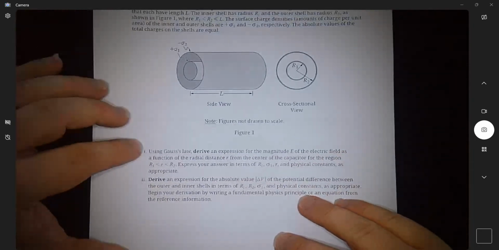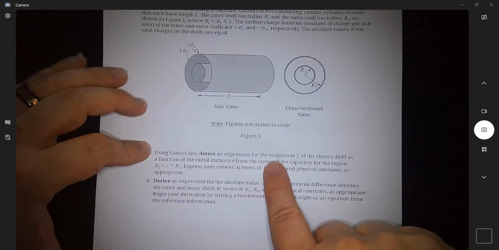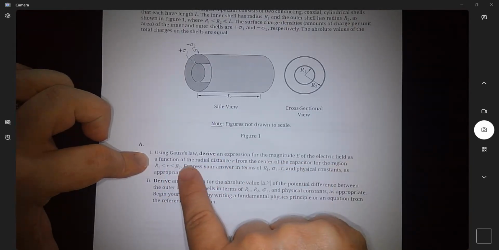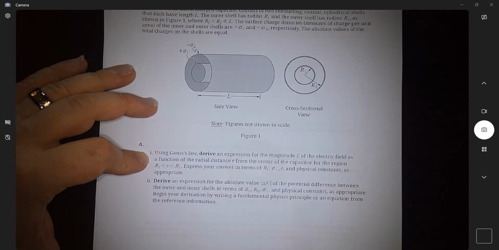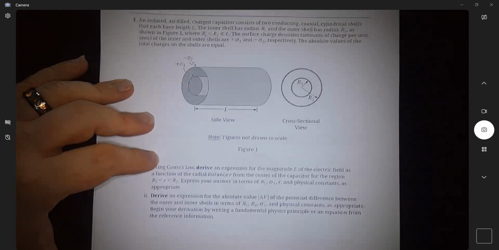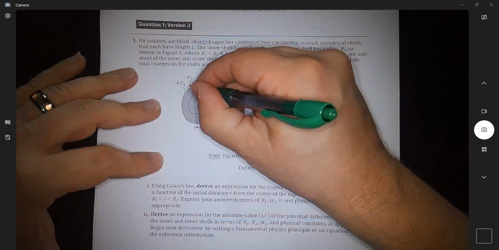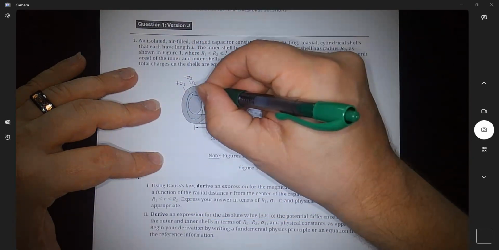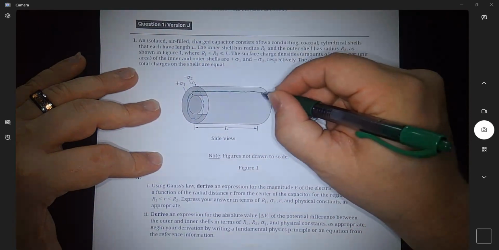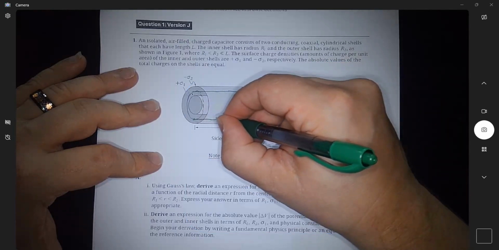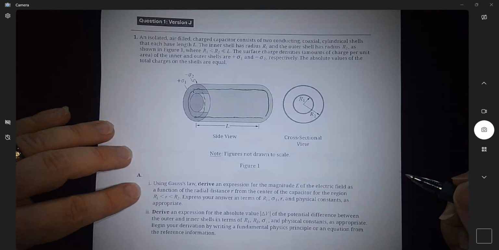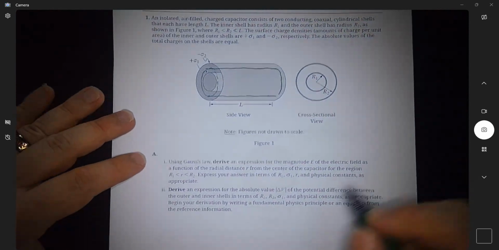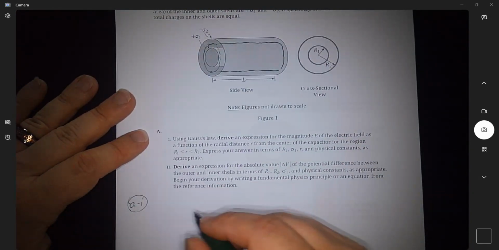Okay, good. All right, using Gauss's law, derive an expression for the magnitude E of the electric field as a function of the radial distance r in the in-between region. Okay, so here's going to be our Gaussian surface. Our Gaussian surface is going to be a cylinder, all right? And we are going to enclose the entire inside like that, okay? So let's just go ahead and do it. It's going to look like this.